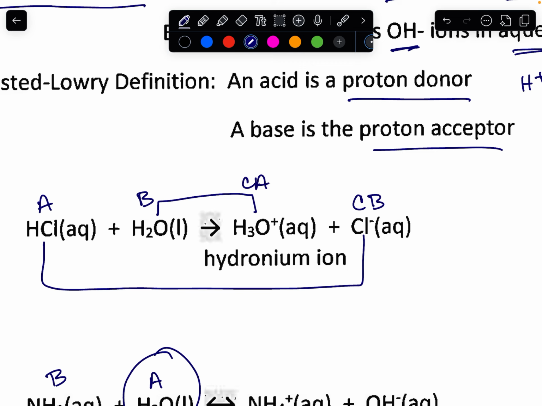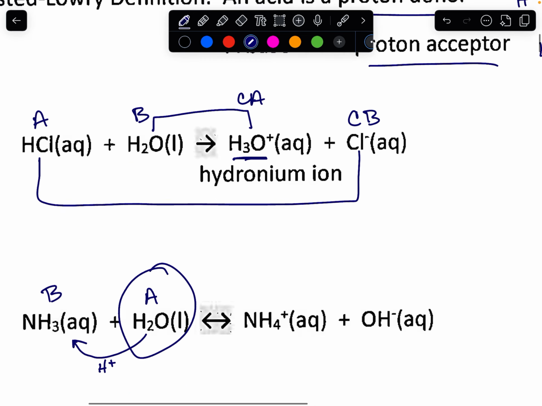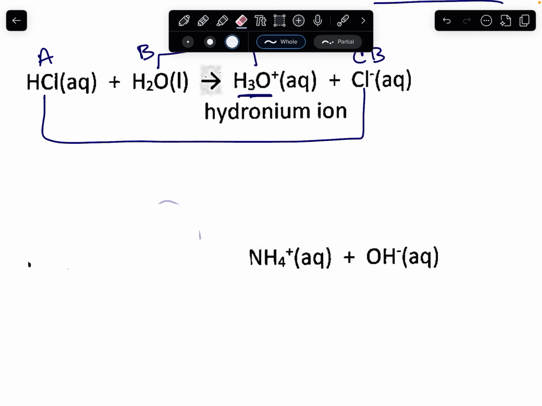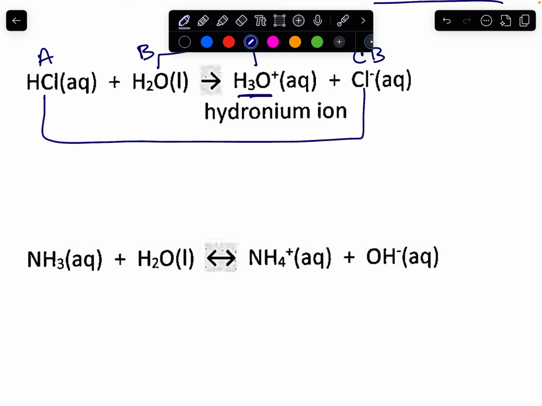My base, when it picks up a proton, forms the conjugate acid. A good way to think about this is it's an acid now because H3O plus has an extra hydrogen that it can easily donate, easily get rid of. Cl minus doesn't have any hydrogens, but it could pick up an H plus, so that would make it a base. It would be an H plus acceptor, a proton acceptor. Why don't you pause for a moment and try to identify our conjugate acid and conjugate base in this equation.